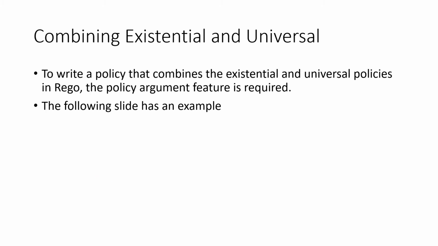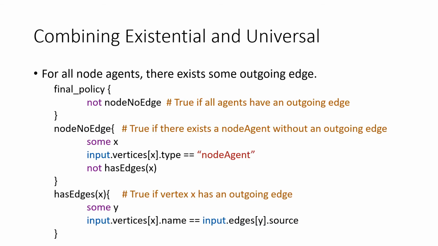To write a policy that combines the existential and universal policies in Rego, the policy argument feature is required. The following slide has an example. The following policy combines universal and existential policies. For all node agents, there exists some outgoing edge. The following Rego implements this policy.